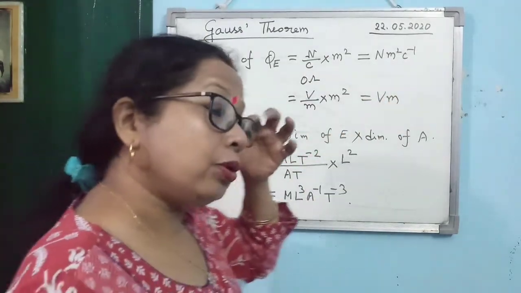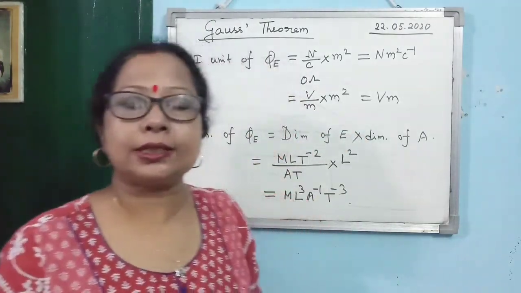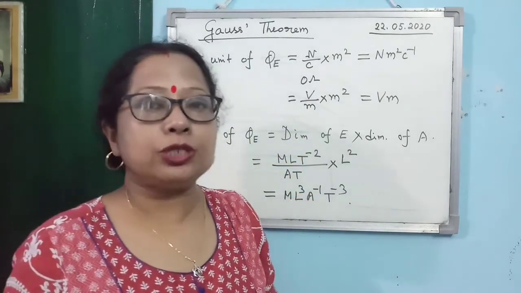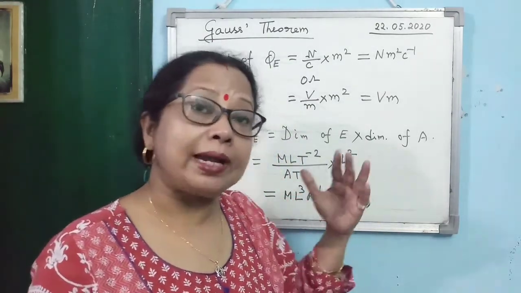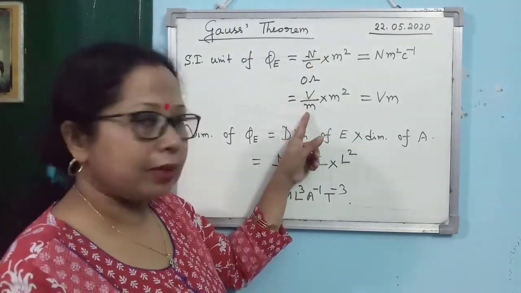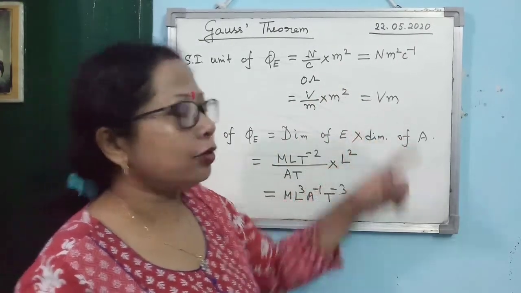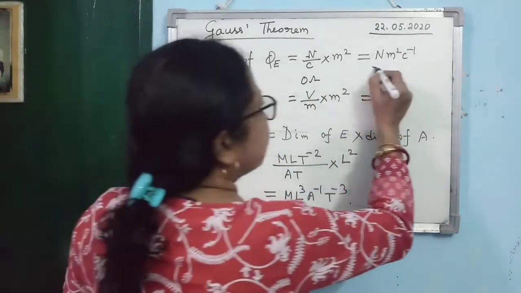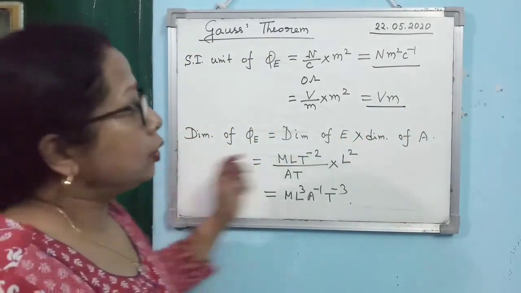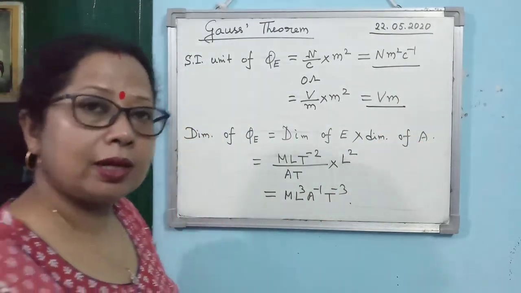Again, you know the electric field, you can write it another way. When I teach you the potential chapter, you will get it: V is equal to E into D. So E is V by D, which means the unit of E is volt per meter and the unit of area is meter square. So you can write it as volt meter. These are two ways to write the SI unit of phi E. You must learn and remember it.